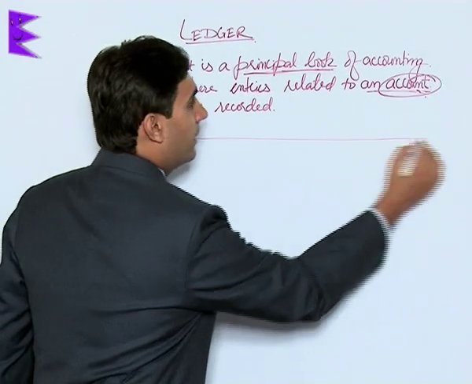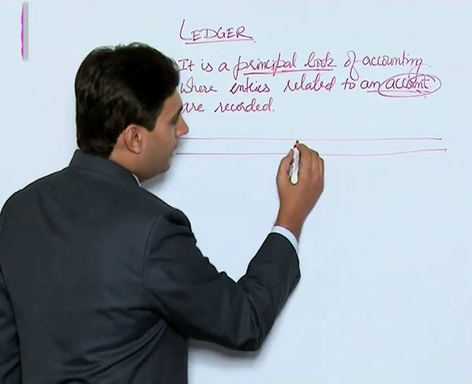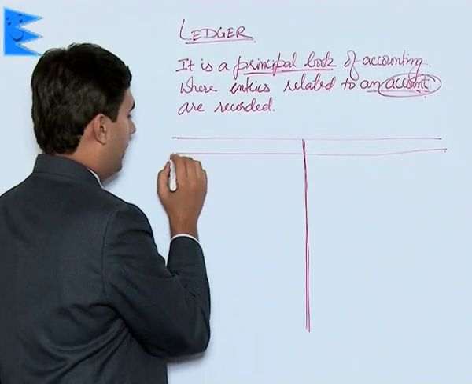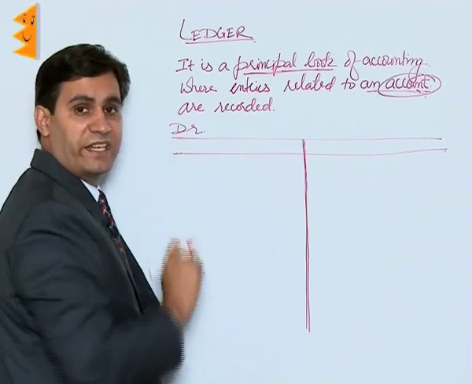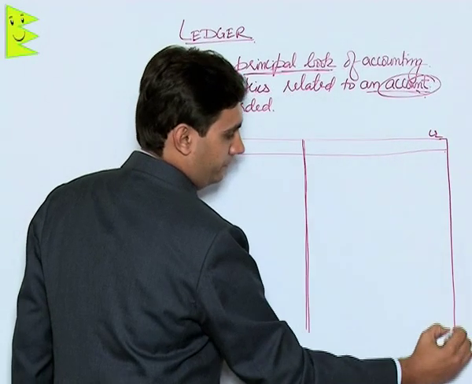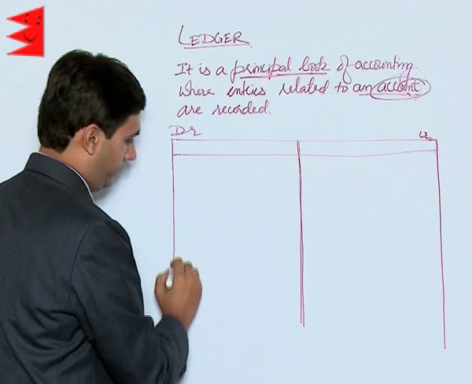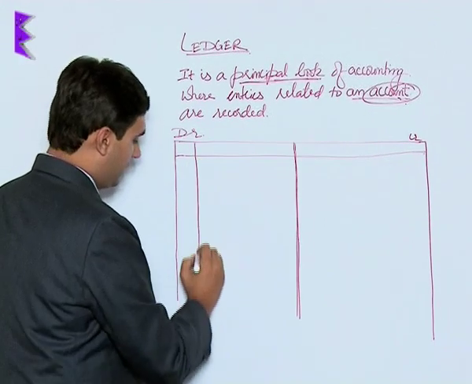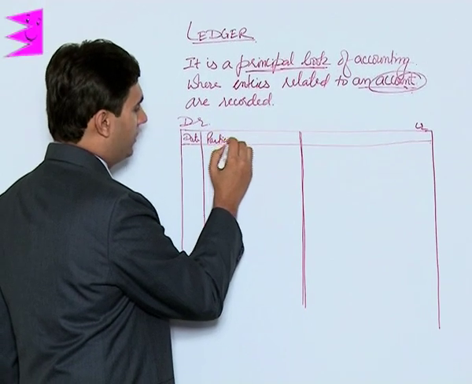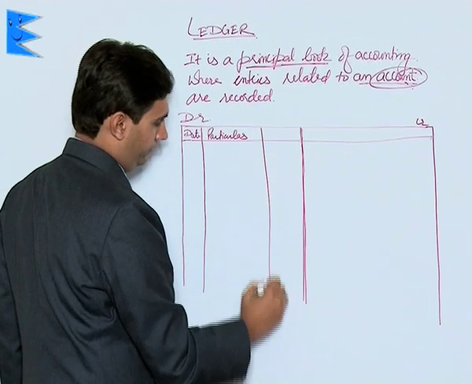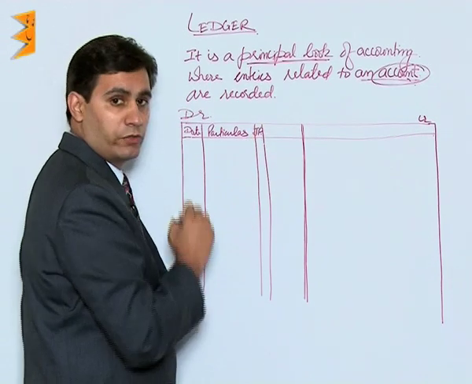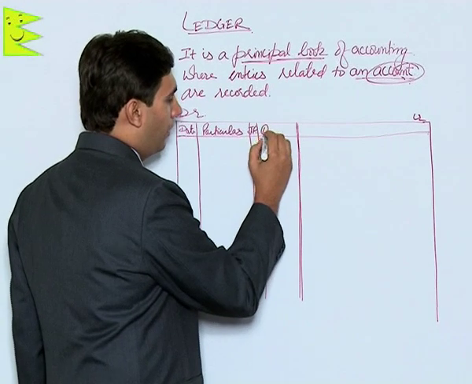The ledger is divided from the center into two parts. The left side is the debit side and the right side is the credit side. Each side has a column for date, particulars, JF. JF stands for journal folio, and amount.